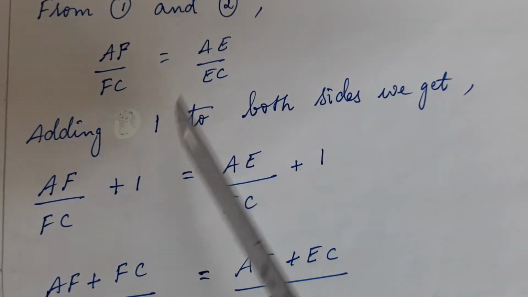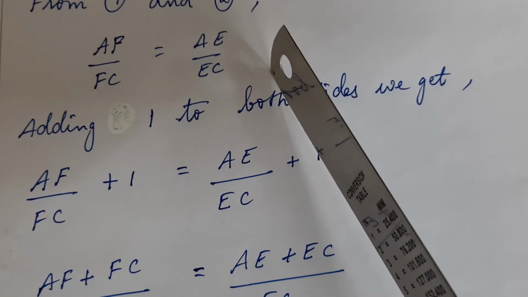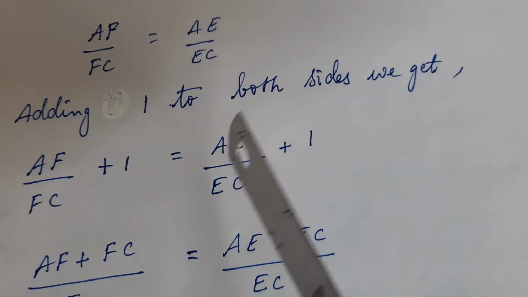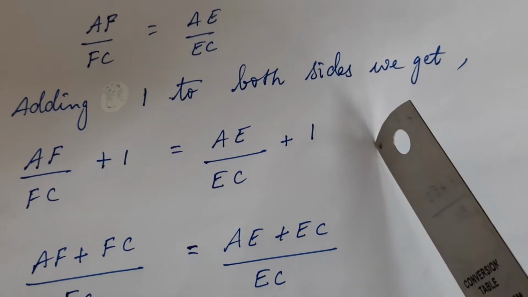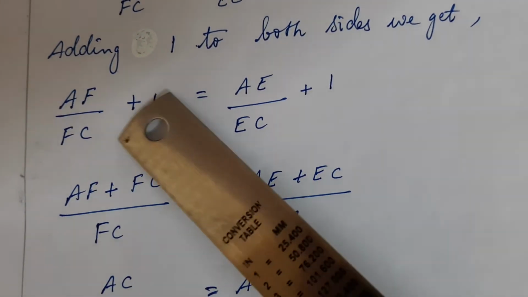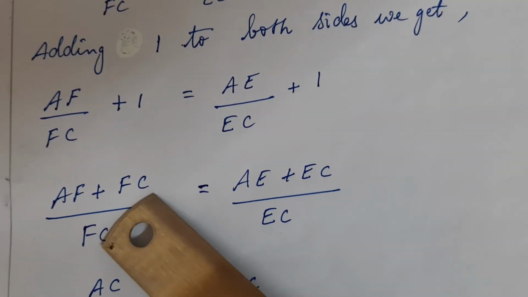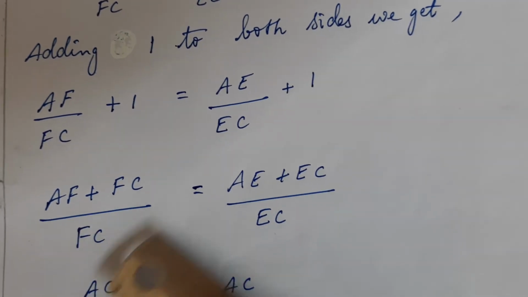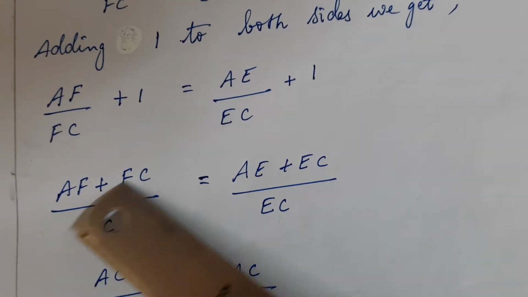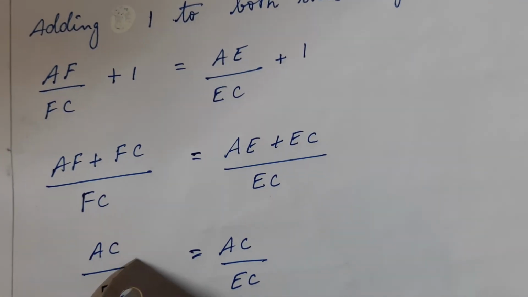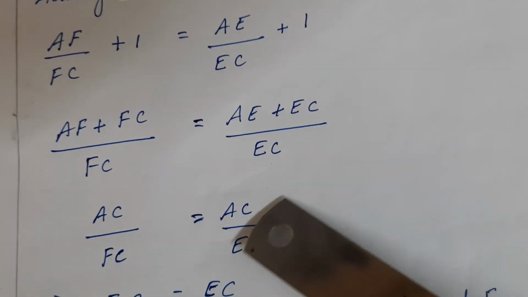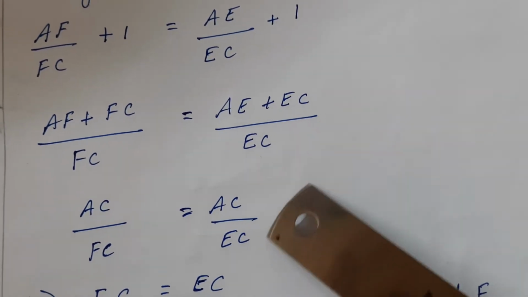Now, we have to add 1 on both sides of this equation. When we add 1, we get AF by FC plus 1 is equal to AE by EC plus 1. Now, when you take the LCM, FC is the LCM. So, we get AF plus FC by FC is equal to AE plus EC by EC. AF plus FC is nothing but AC, so AC by FC. See the figure. AE plus EC is also AC from the figure, so AC by EC.